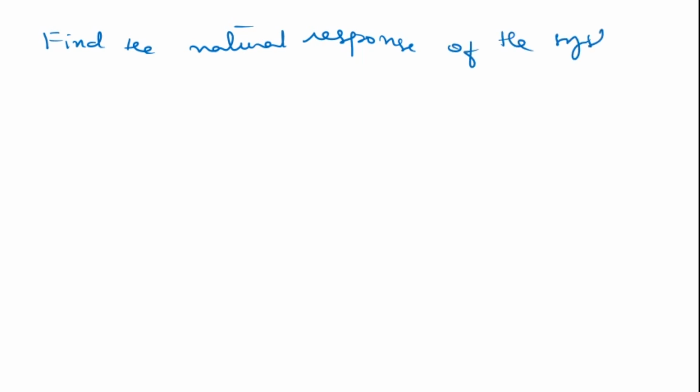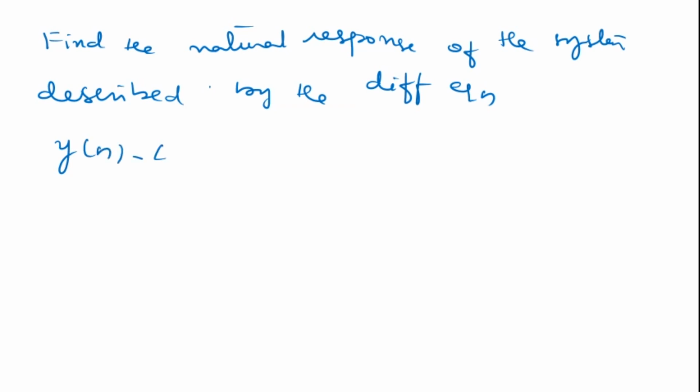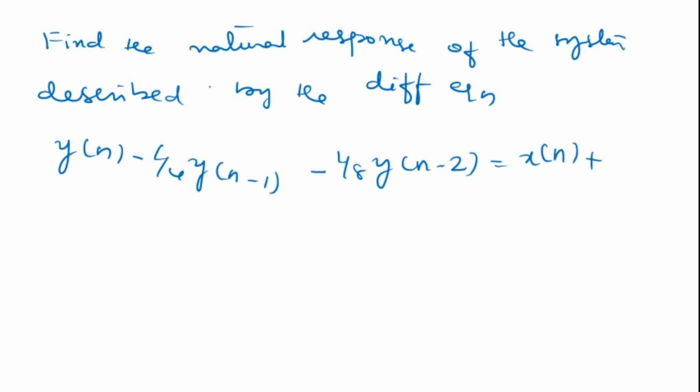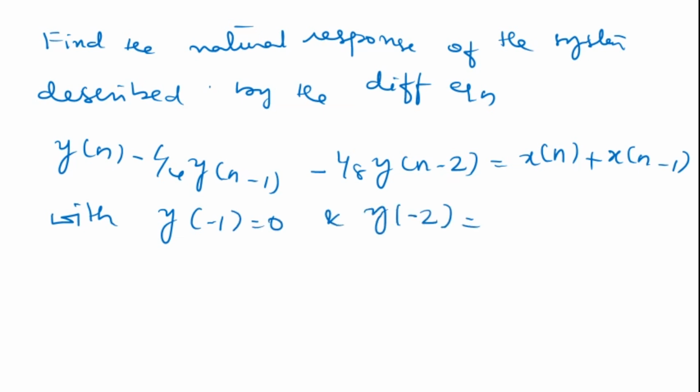Find the natural response of the system described by the difference equation y of n minus 1 by 4 y of n minus 1 minus 1 by 8 y of n minus 2 is equal to x of n plus x of n minus 1, with y of minus 1 is equal to 0 and y of minus 2 is equal to 1.